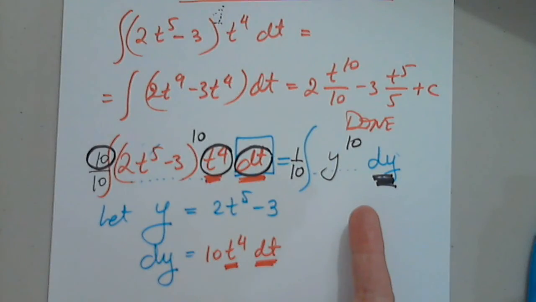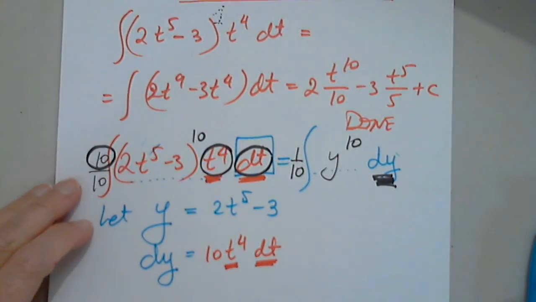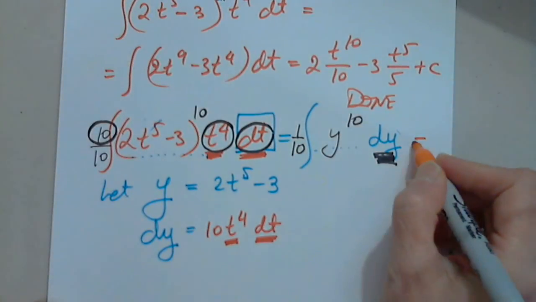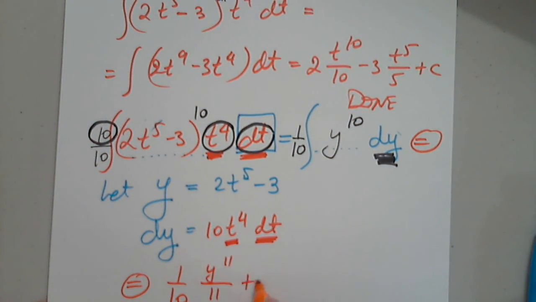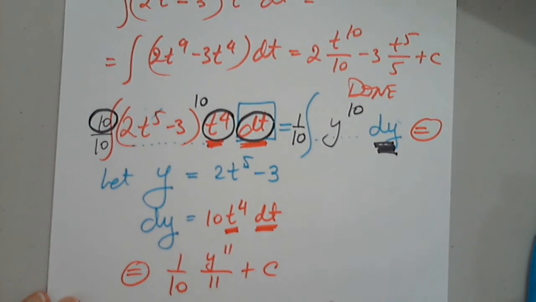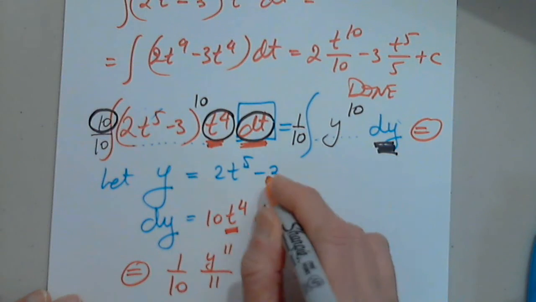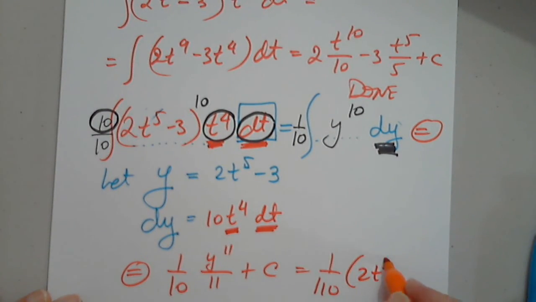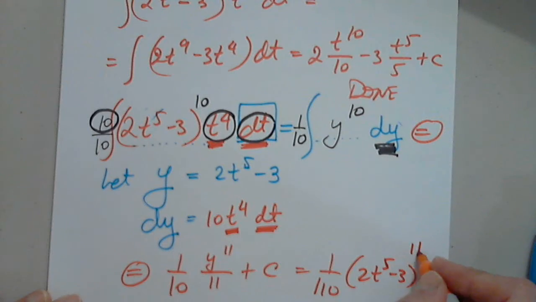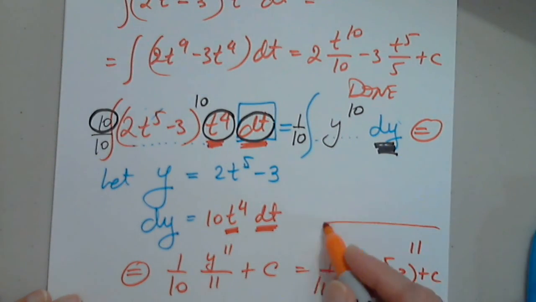I will continue determining the integral using variable y, 1 over 10, y to the 11th over 11, plus a constant c. But now I have to go back and replace y by this. So I have 1 over 110 times 2t to the 5th minus 3, to the 11th, plus a constant c.